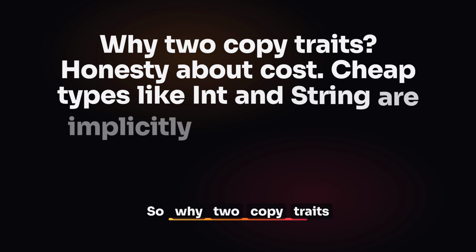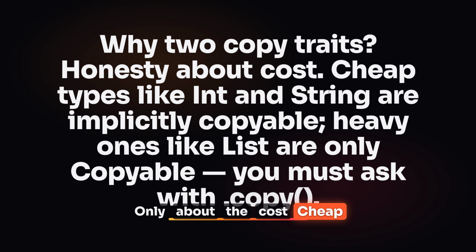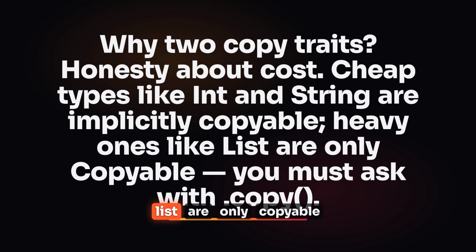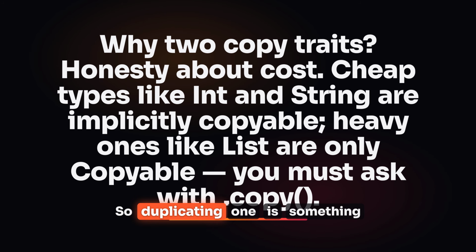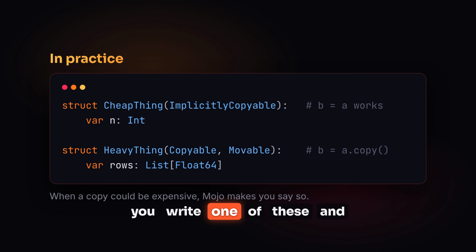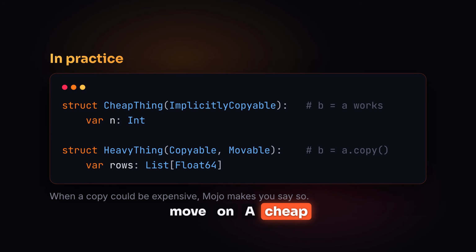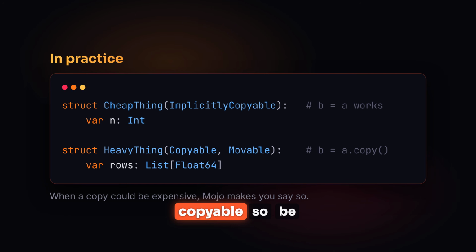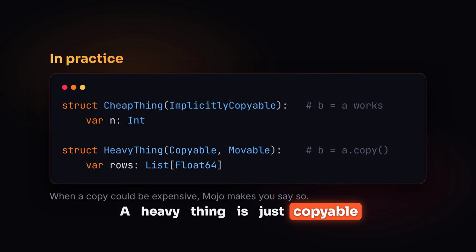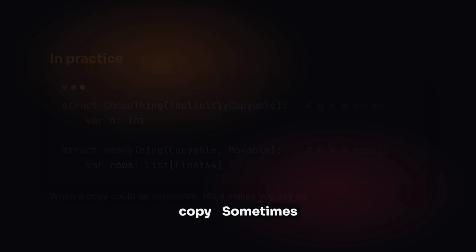So why 2 copy traits? Honestly, it's about the cost. Cheap types like integer and string are implicitly copyable. But heavier collections like list are only copyable, so duplicating one is something you have to ask for out loud with a .copy. So in practice, you write one of these and move on. A cheap thing is implicitly copyable, so b equals a works. A heavy thing is just copyable, so you must write .copy.